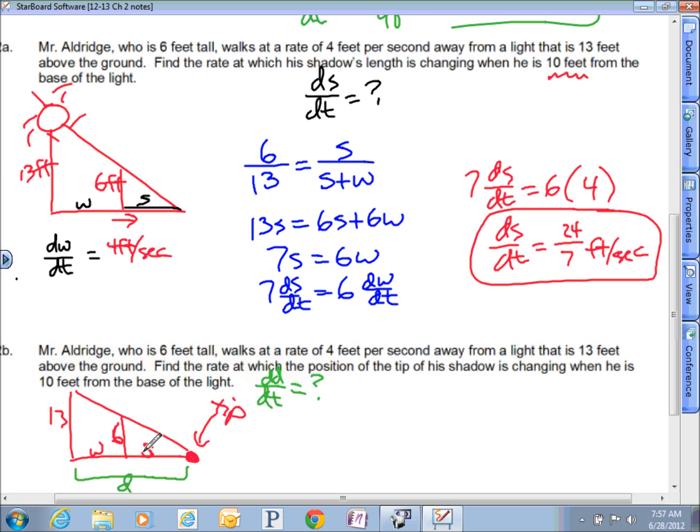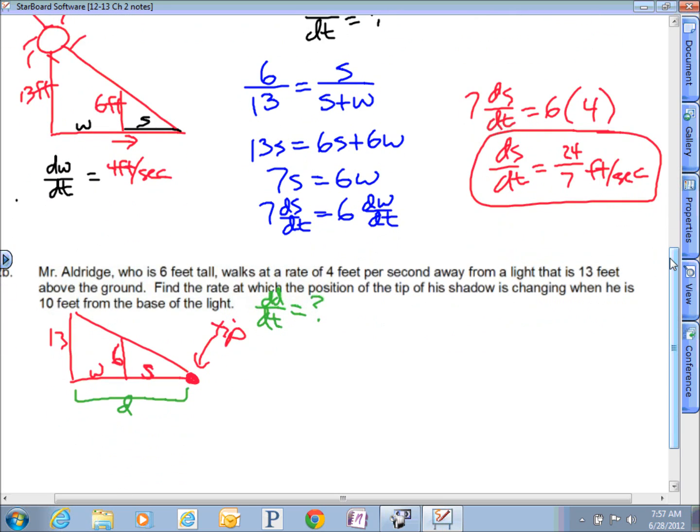The simplest relationship I can give is that D is exactly the same as W plus S. Now, this might be one of your all-time favorite derivatives. There's my relationship between variables, so my derivative, dD/dt, would be dW/dt plus dS/dt, and we have dW/dt was given to us in the problem. That was 4 feet per second.